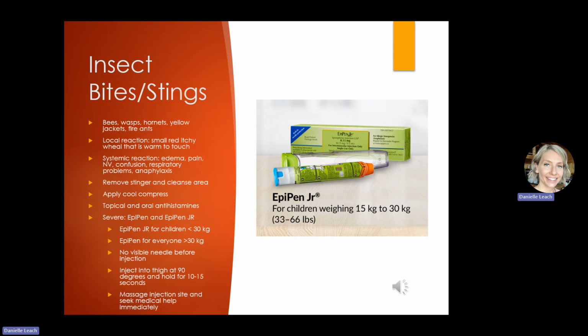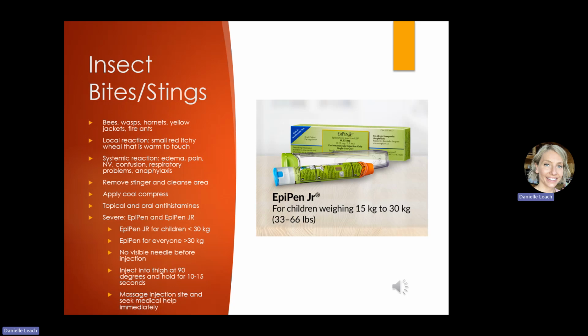Holding it in there for 10 to 15 seconds for the medication to be released. Then when they remove the EpiPen from the person's leg, the needle retracts back up into the body. So there's never any chance of a needle stick for this one, or it's at least greatly reduced. This one you can massage the area after the injection.